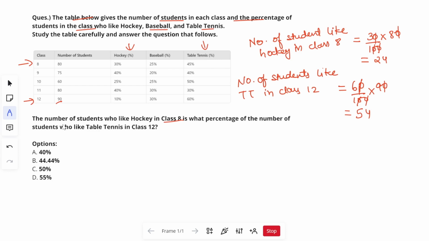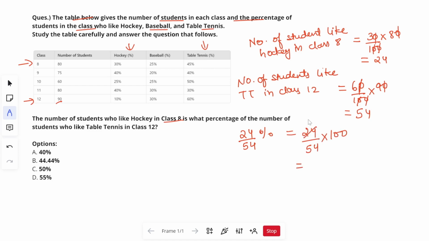Now what we are asked is: the number of students who like this is what percentage of the number of students who like that. So basically we have to find the relation of their percentage. How can we do this? Simply 24 by 54, into 100, right? In order to simplify this, we will try to cut it off.